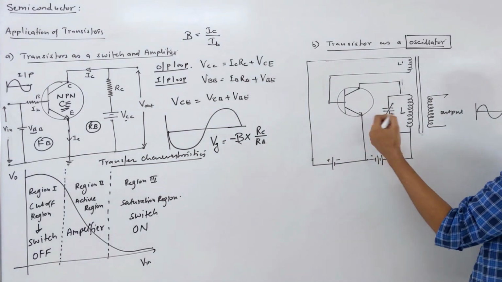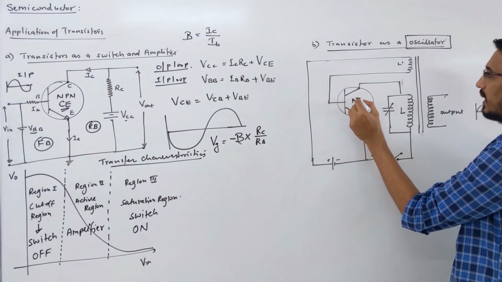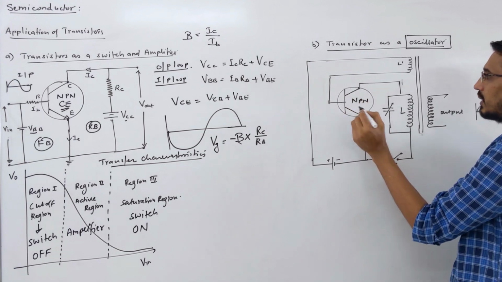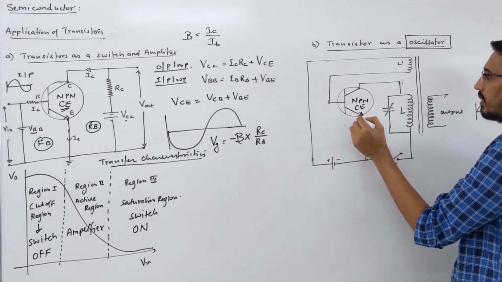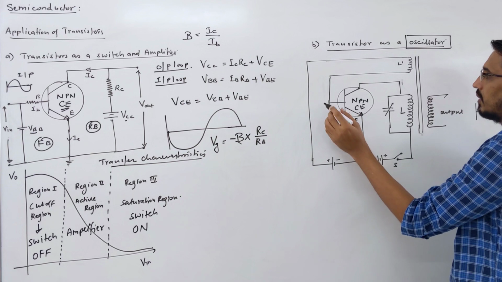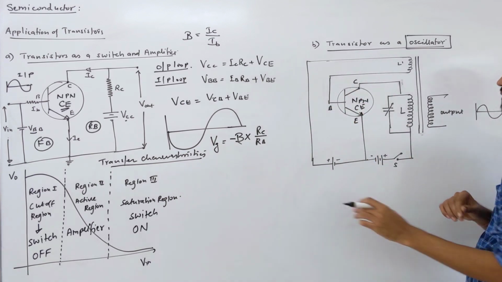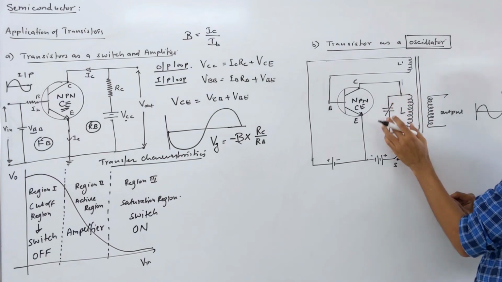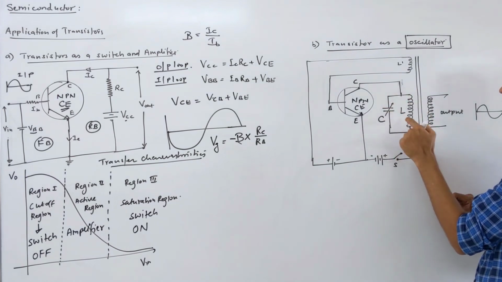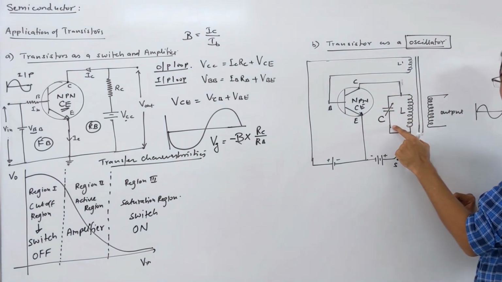So what is the simple structure? Again, you have a transistor. This is an NPN type of transistor, also working in common emitter mode. This is E, this is B, and this is C. What we have here is called a tank circuit. We have a capacitor and an inductor connected in parallel, right?